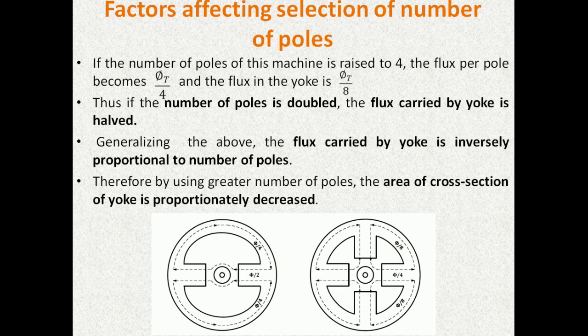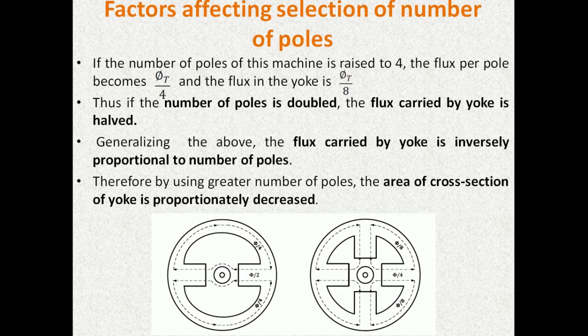From this 2-pole machine and 4-pole machine, it's very clear that as the number of poles increases, the flux carried by the yoke is also reduced. Hence, we can say that the flux carried by this yoke is inversely proportional to the number of poles. As the number of poles increases, the flux carried by the yoke gets reduced.